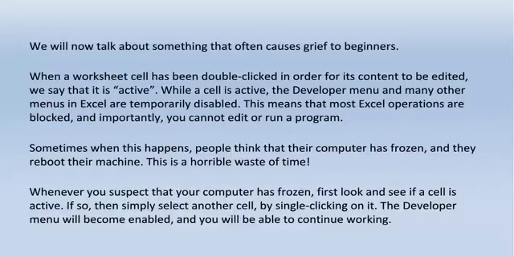Common mistakes to avoid. We will now talk about something that often causes grief to beginners. When a worksheet cell has been double-clicked in order for its content to be edited, we say that it is active. While the cell is active, the developer menu and many other menus in Excel are temporarily disabled. This means that most Excel operations are blocked, and importantly, you cannot edit or run a program. Sometimes when this happens, people think that the computer has frozen, and they reboot their machine. This is a horrible waste of time.